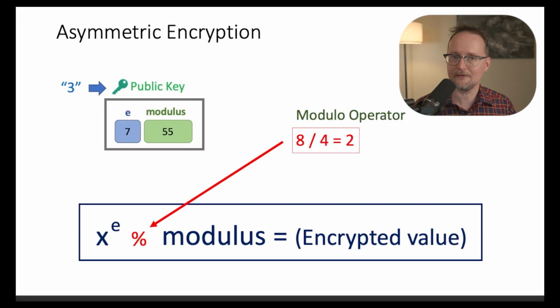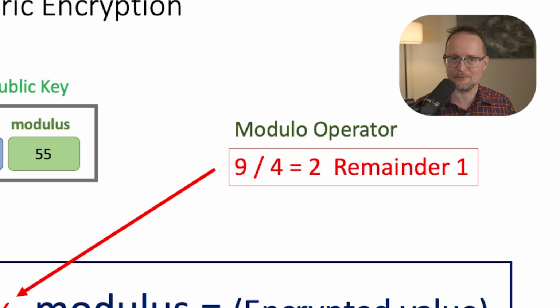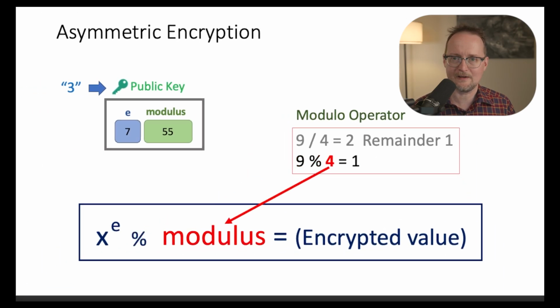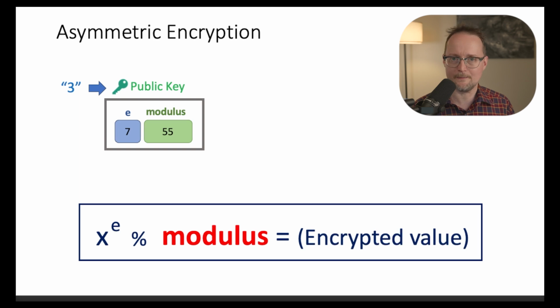First, let's talk about simple division. If you divide 8 by 4, you get 2. It's clean and there's no remainder. However, if you divide 9 by 4, you get a value of 2 with a remainder of 1. The percent sign, or the modulo operator, divides a number but only returns the remainder. And the number you divide by is called the modulus. So to recap, modulo is the operation, and modulus is what you divide by to get the remainder.